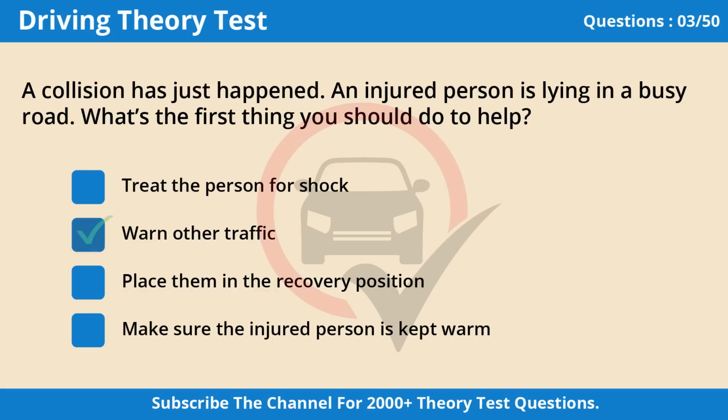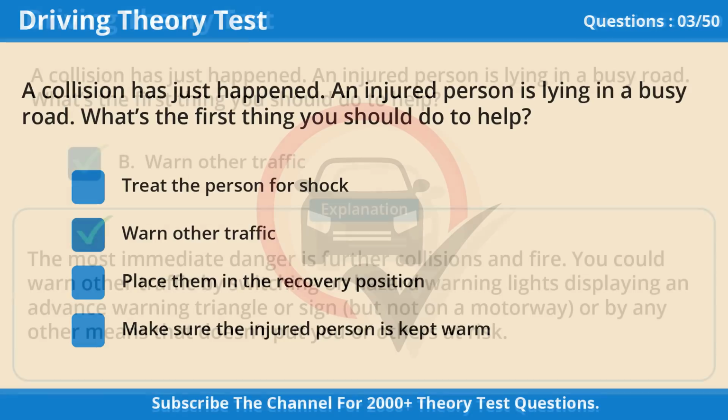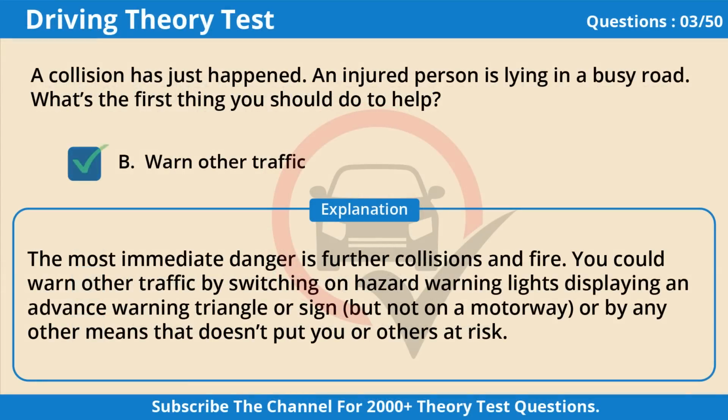B. Warn other traffic. The most immediate danger is further collisions and fire. You could warn other traffic by switching on hazard warning lights, displaying an advance warning triangle or sign, but not on a motorway, or by any other means that doesn't put you or others at risk.